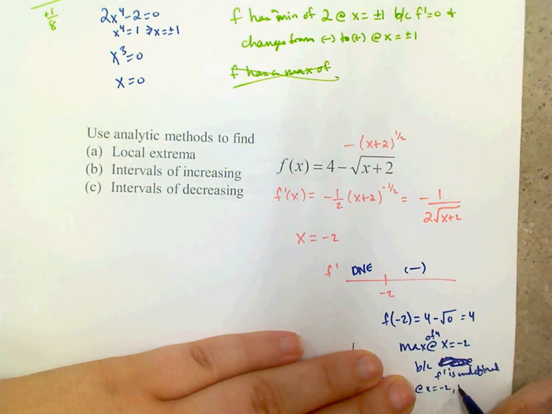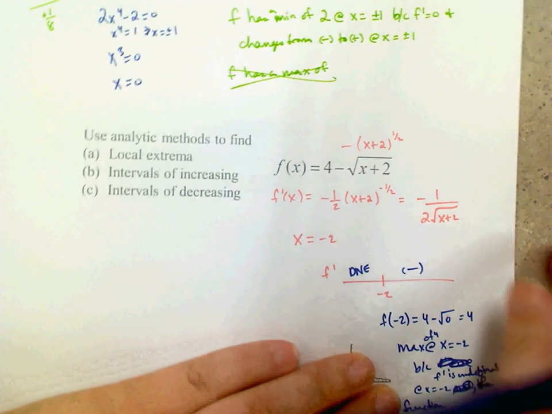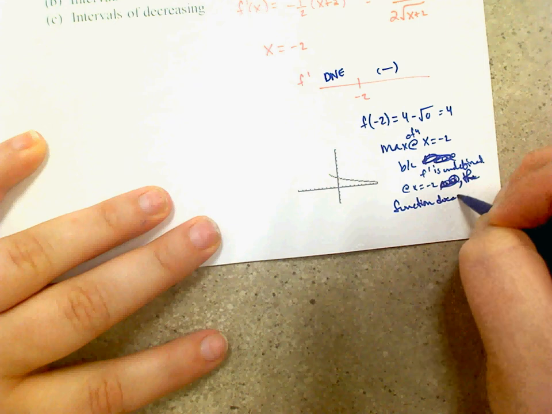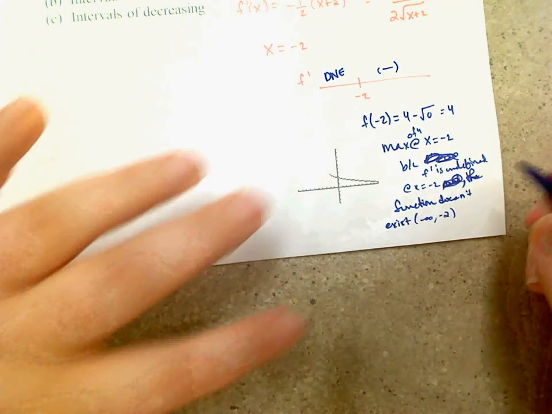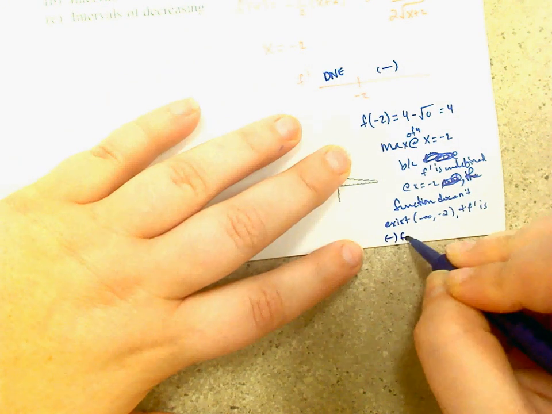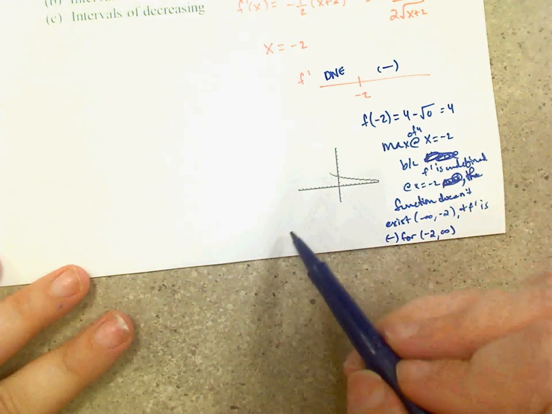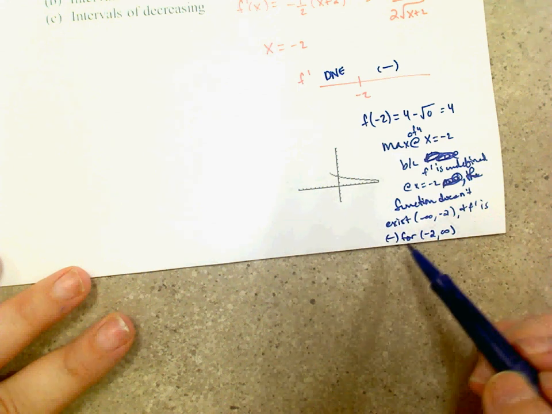And let's see, the function doesn't exist for negative infinity to negative 2, and f prime is negative for negative 2 to infinity. What you're telling me is that your graph, your function, doesn't exist past negative 2, and then after negative 2 it's decreasing forever because the derivative is always negative. So if you're decreasing forever from a certain point, then that has to be your maximum.